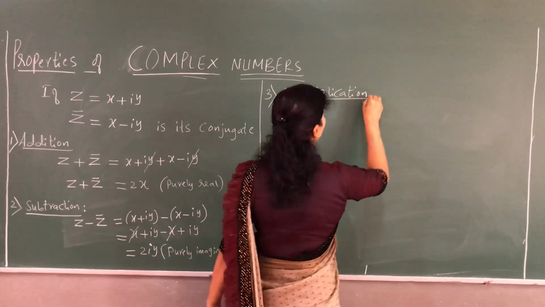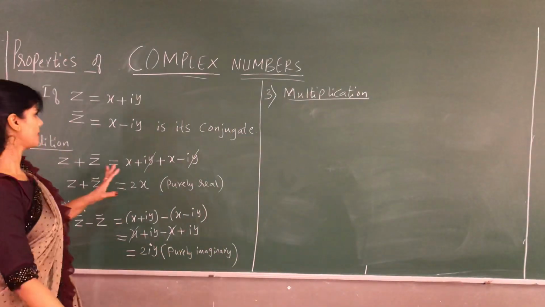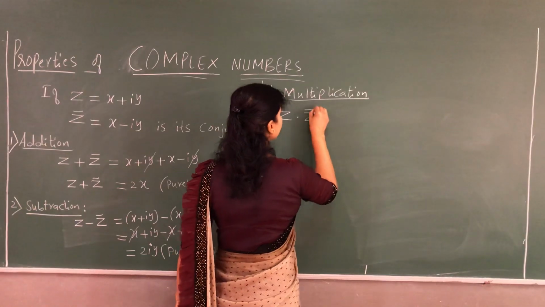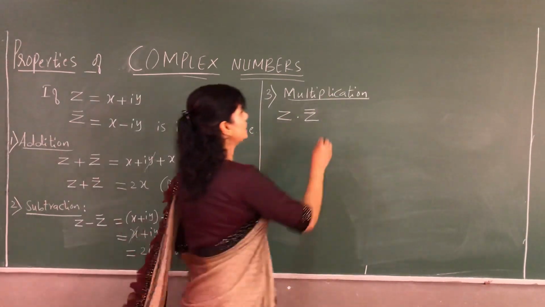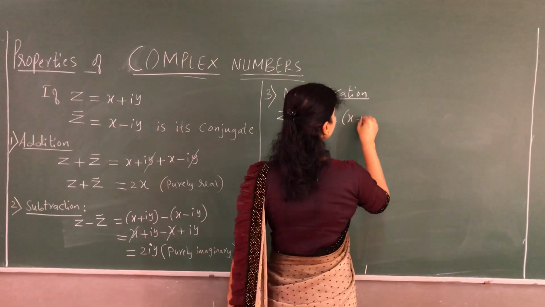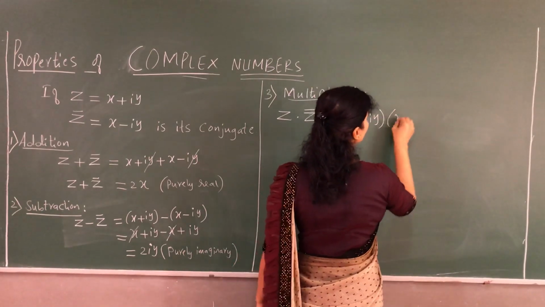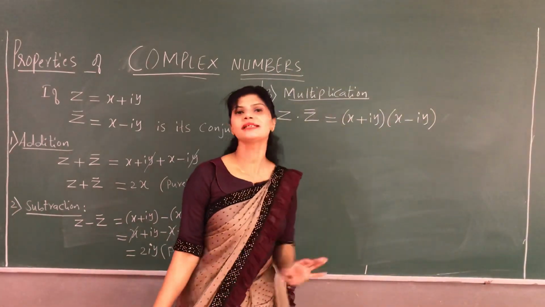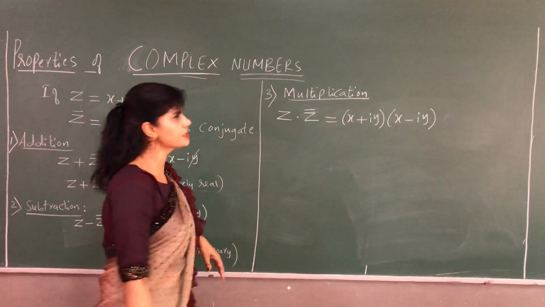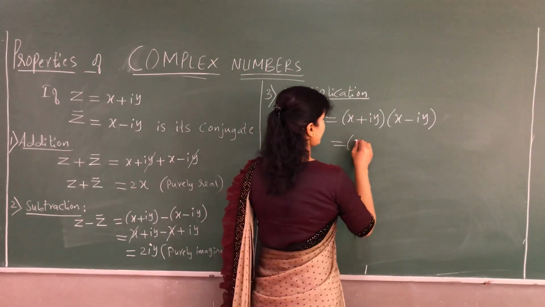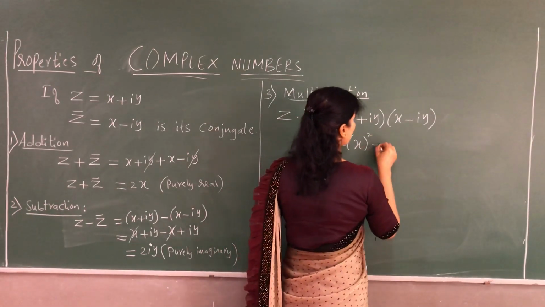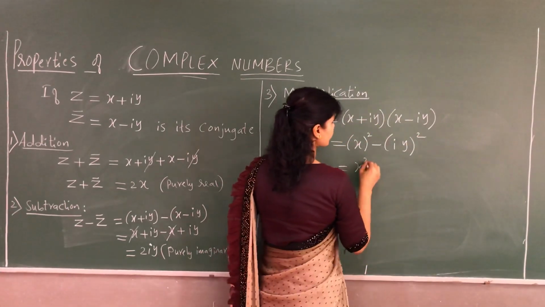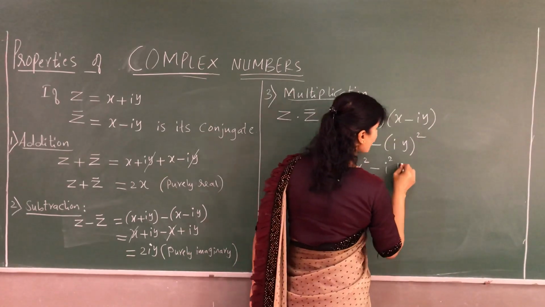Multiplication of the two complex numbers. z into z bar, children. So how to multiply? x plus iy into x minus iy. a plus b into a minus b, all know that it is a square minus b square. So we can apply that. a square is x square, minus b square is iy the square. So it is none other than x square minus i square y square, children.